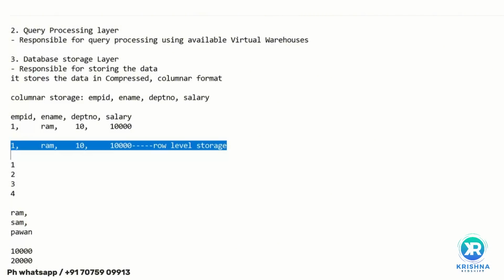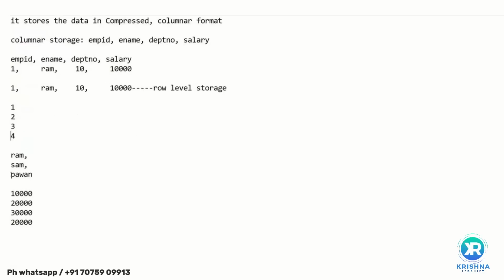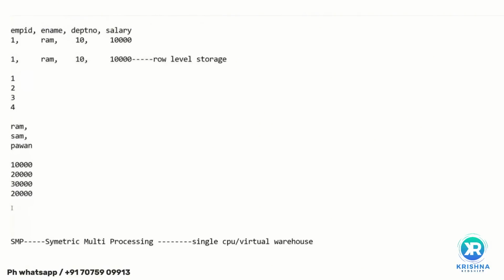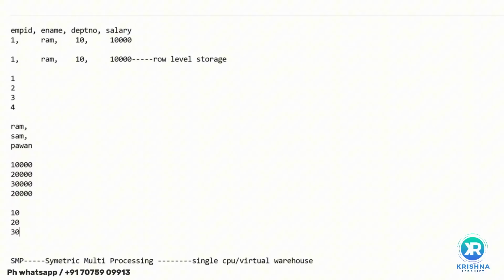So they have fixed it in these cloud data warehouses by changing the storage from row level storage to columnar storage. In columnar storage, only individual columns will be stored at the disk level. All employee IDs will be separate, names will be separate, salaries will be separate, and department numbers will be separate, like that. Each column will be stored separately, and they will be compressed and stored.